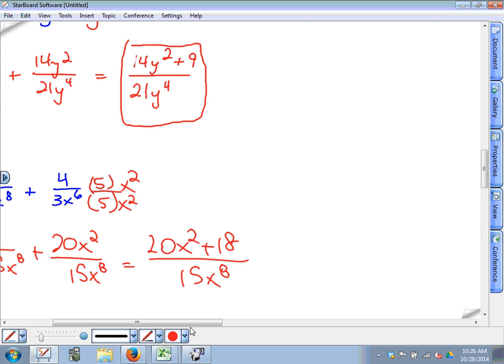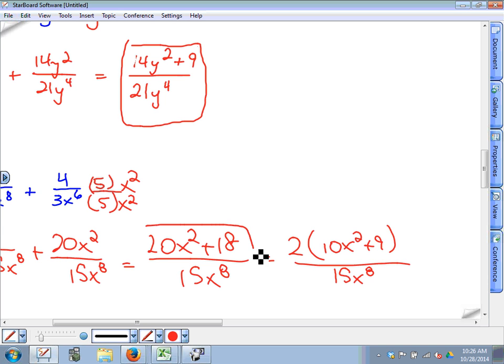Now, I guess there is one more thing you could do. It doesn't help, but 20x squared plus 18 has a common factor. But if you factored out that 2, the only reason I would ever factor out something is if you could factor out the same something from the denominator. Does that 2 really make a difference with anything in the denominator? Doesn't really. So I would say this would be unnecessary right here. If you did that, fine. But this would also be completely acceptable.